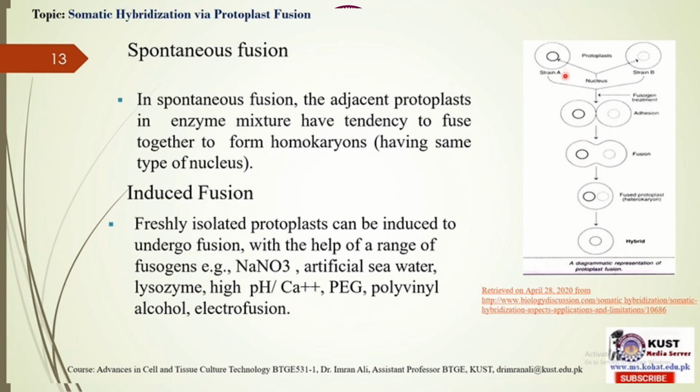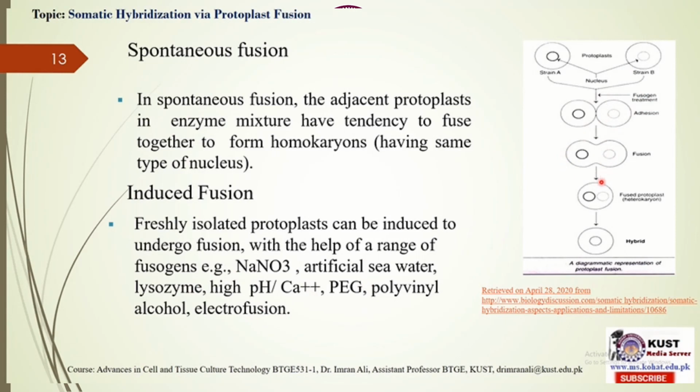As you can see in that figure, in protoplast fusion, I will briefly discuss the whole process. We take two strains or two plants. In the first step, we isolate the protoplast, which are fused together with the help of fusogen, which can be one of these chemicals, or we can use the electrofusion or the electric impulses.